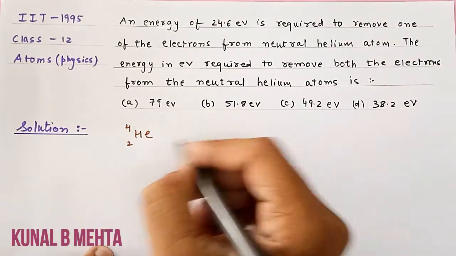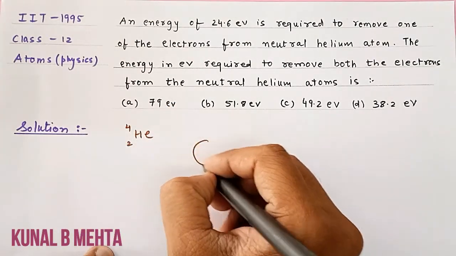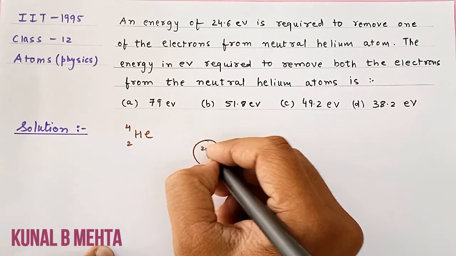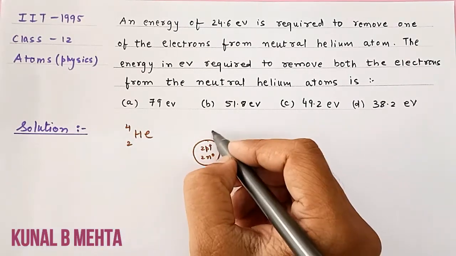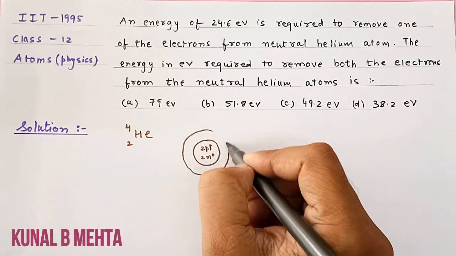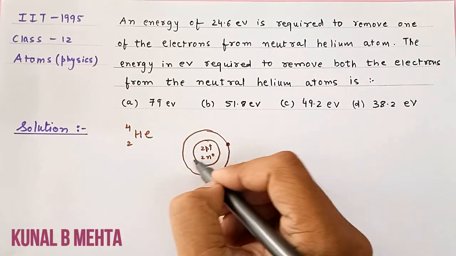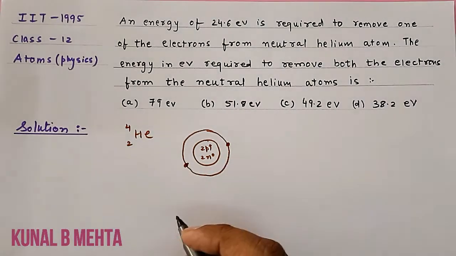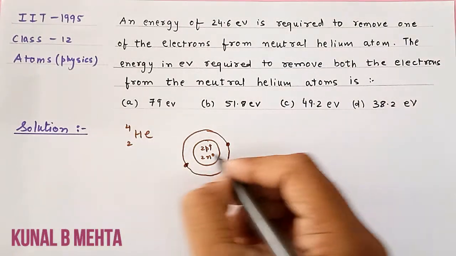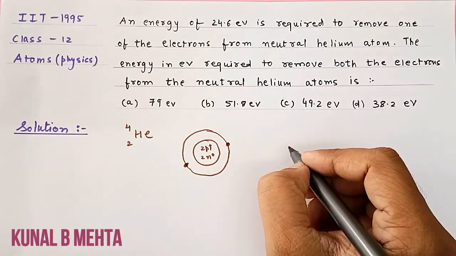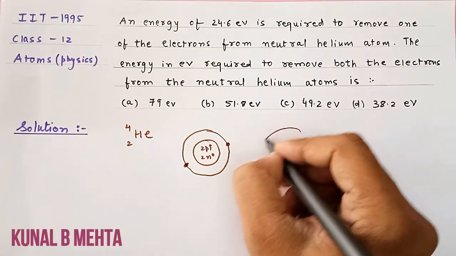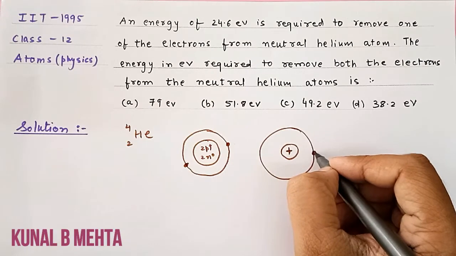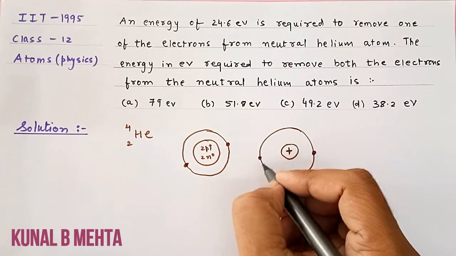2He4. So if you draw its structure, then inside it you will be having 2 protons, 2 neutrons and 2 electrons surrounding it, like this. This would be the structure of the helium atom, right? So now I'm not going to focus more on the nucleus part, so I'll draw a simple nucleus like this, and here are 2 electrons, the first electron and second electron.